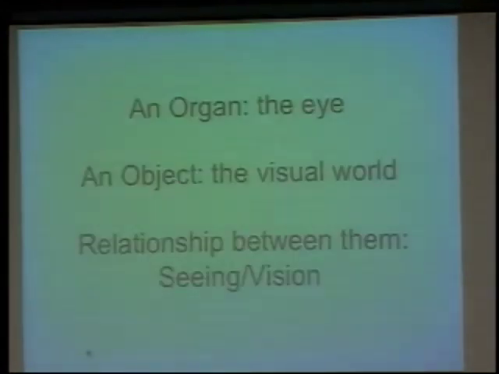You're seeing it. Yes? So you have an organ, and we know what the organ is. It's this thing in your head, the eye. We have a whole chunk of our multi-department thing, vision science, that examines the eye and how it's hooked up to the brain. You have an object, namely the visual world, what you see, and the relationship is that you're seeing. Okay, now, close your eyes and listen.